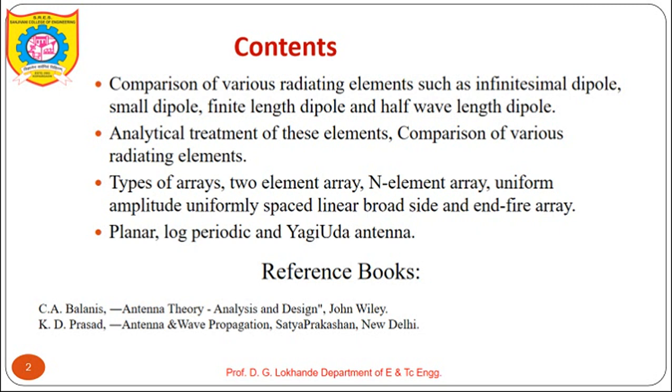The third part is types of arrays: 2-element arrays, n-element arrays, uniform amplitude, uniformly spaced, linear broadside and end-fire array. And lastly, the planar, log periodic and Yagi-Uda antenna. For unit number 2, the reference books are: number 1, C.A. Balanis, Antenna Theory, Analysis and Design, John Wiley publication. Another book is K.D. Prasad, Antenna and Wave Propagation, Satya Prakashan, New Delhi.